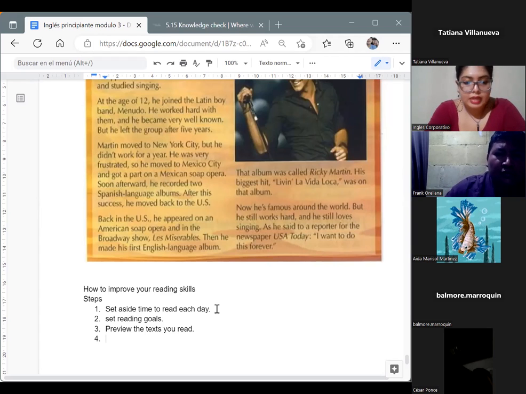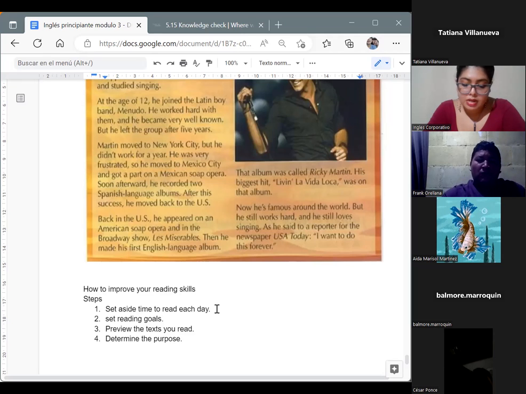Then, determine the purpose. This one, as you read through different texts, practice determining the purpose. Think about why various texts were written and what meaning or terms can be understood from a text. Additionally, you might identify the purpose that you are reading for, such as to find information, follow instruction in a manual, or to enjoy a story.